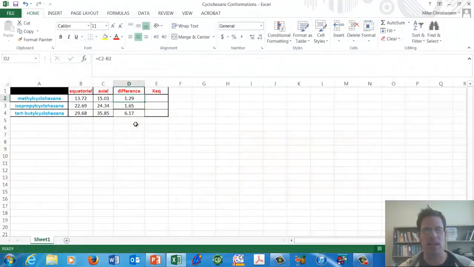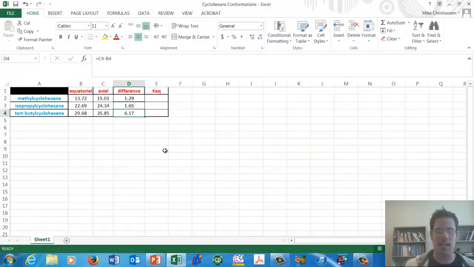Once again, you can see that our calculated data show a difference of 6.17 kcals per mole, favoring the equatorial over the axial for the tert-butyl substituted cyclohexane, which compares with a 1.65 kcal difference for the isopropyl cyclohexane, which compares with a 1.29 kcal difference for the methyl cyclohexane.